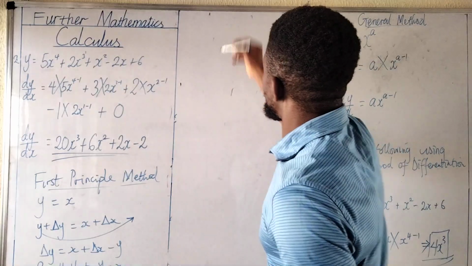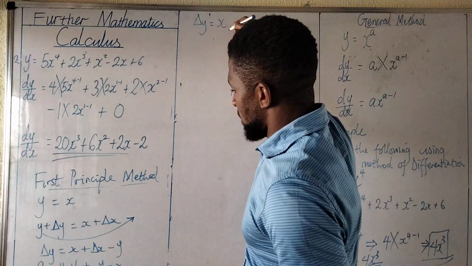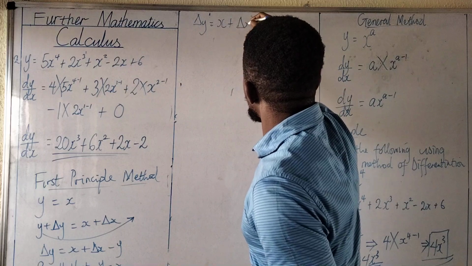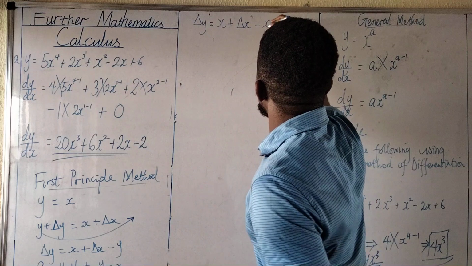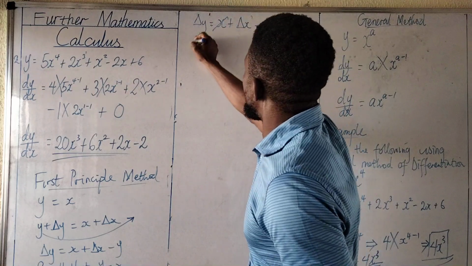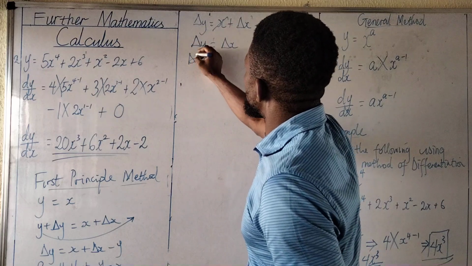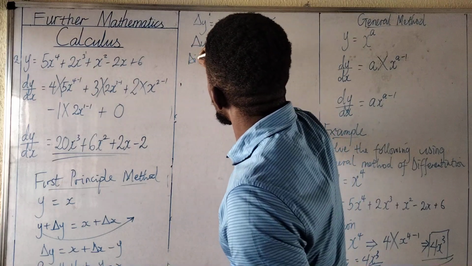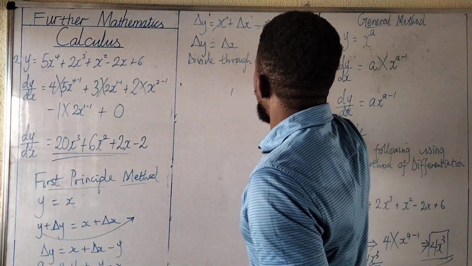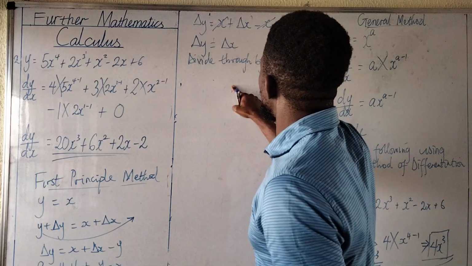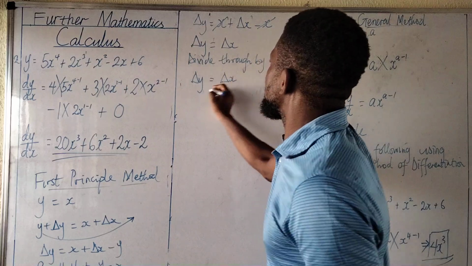Okay, so this will give us a change in y equal to x plus change in x minus, instead of writing this, I'll put x. So x cancels x. We are left with change in y equal to change in x. Divide through by change in x. When we divide through by change in x, we have change in y over change in x equal to change in x over change in x.